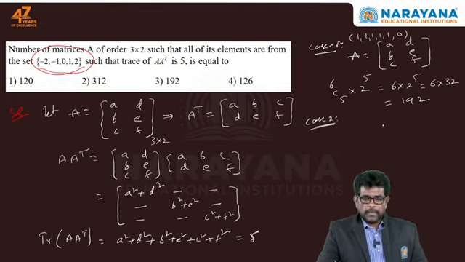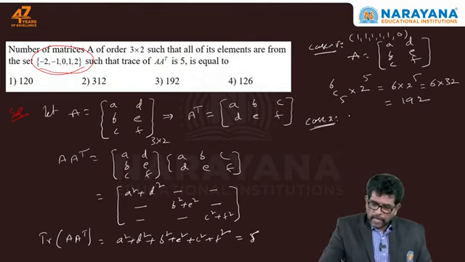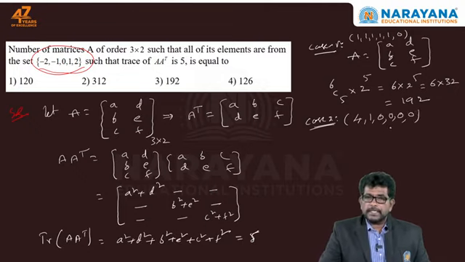To get the sum of the squares of the elements equal to 5, I am using 4, 1, 0, 0, 0 and 0. That is 6 elements. One of the element squares is 4, one of the element squares is 1, and all the remaining 4 elements I am taking as zeros. To get the square 4, we have 2 possibilities, either 2 or -2: 2 square is 4 and -2 whole square is also 4.